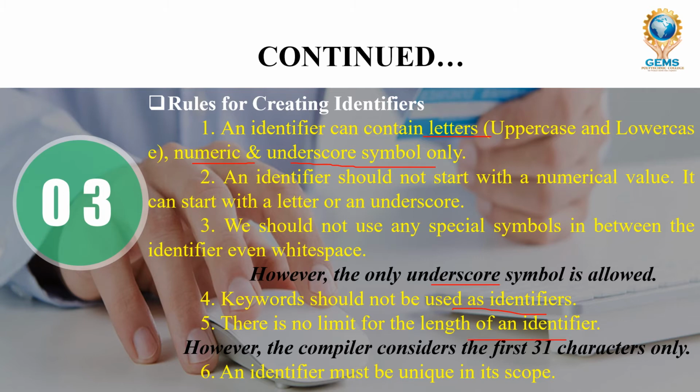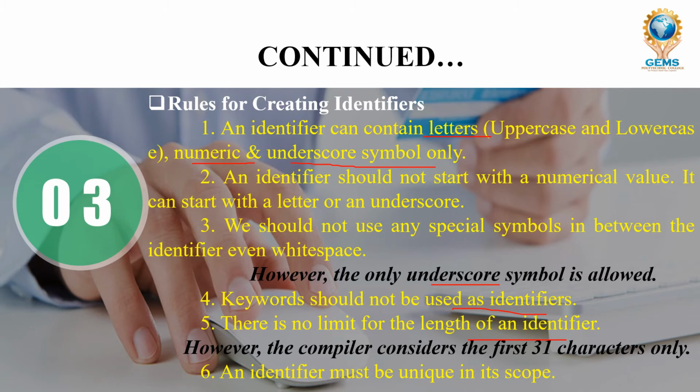If you want to create an identifier, there is no limit for the length of the identifier. But the compiler is only going to read the first 31 characters only. So the compiler is going to read or consider the first 31 characters only.